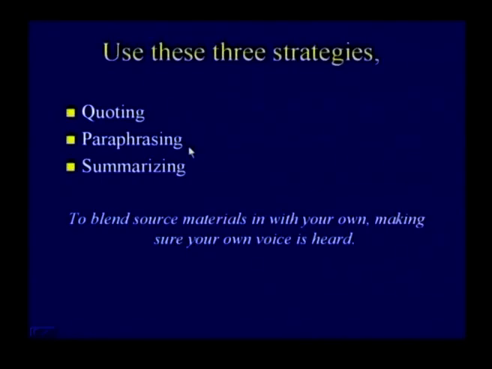So how do we do that? So how do we use others' research? We use others' research in the following three manners. We quote, we paraphrase, we summarize. Make sure to use a blend of different source materials, making sure that your own voice is heard. Your voice should not get lost in those different types of citations. You should use citations. That's an important aspect of research, but you should make sure that your voice remains important.